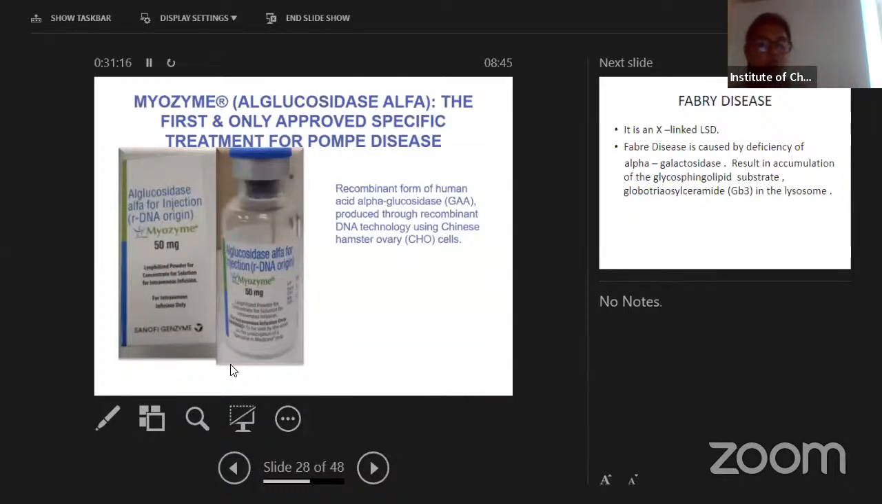Pompe disease patients should be treated with the enzyme alglucosidase alfa, which is prepared through recombinant DNA technology.